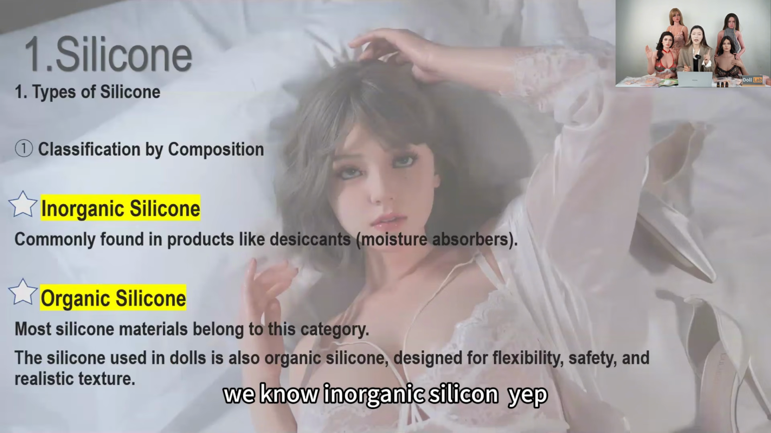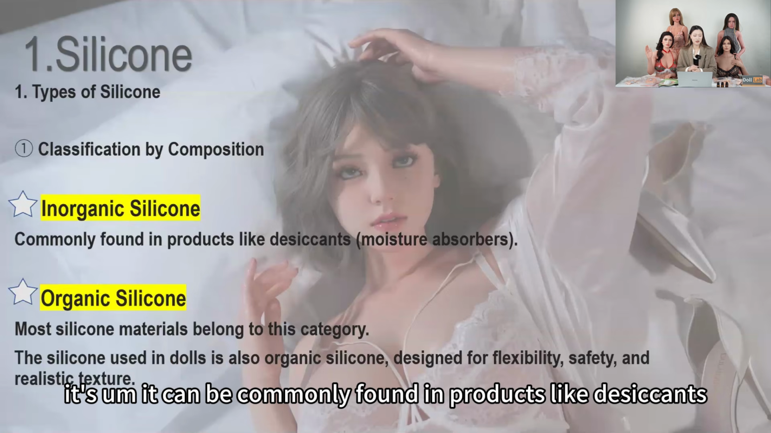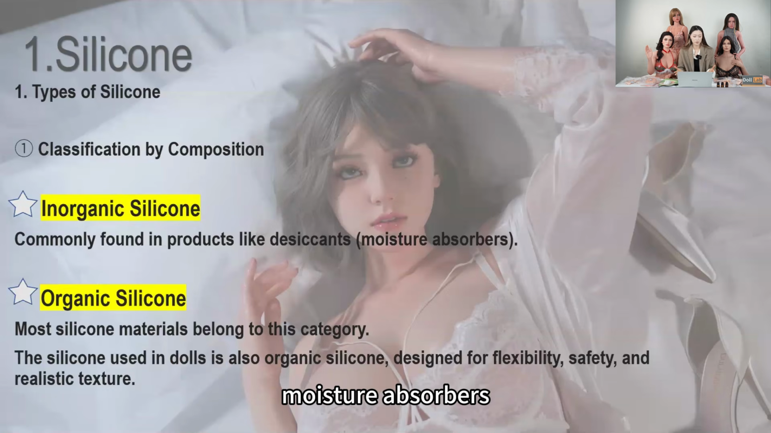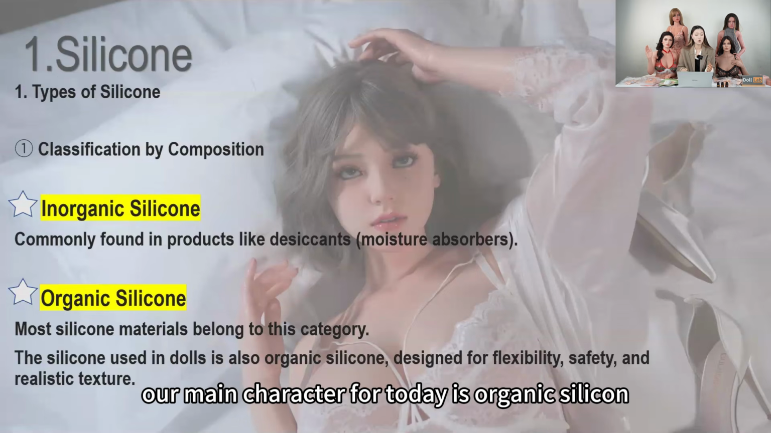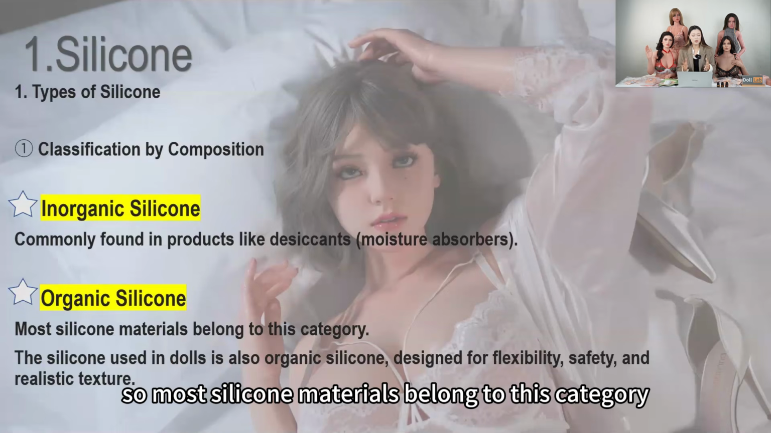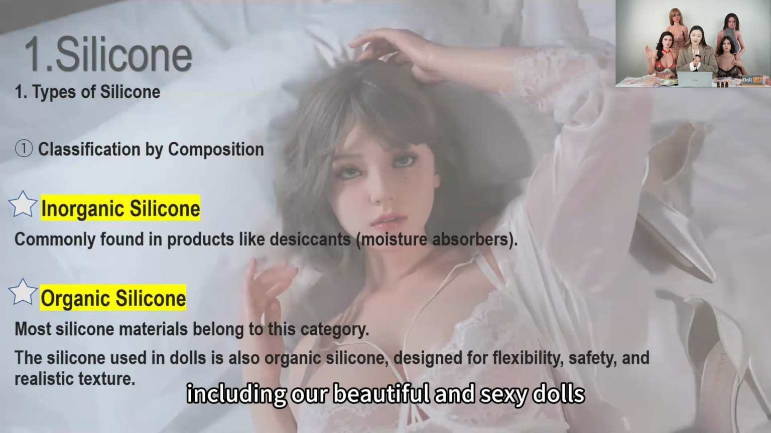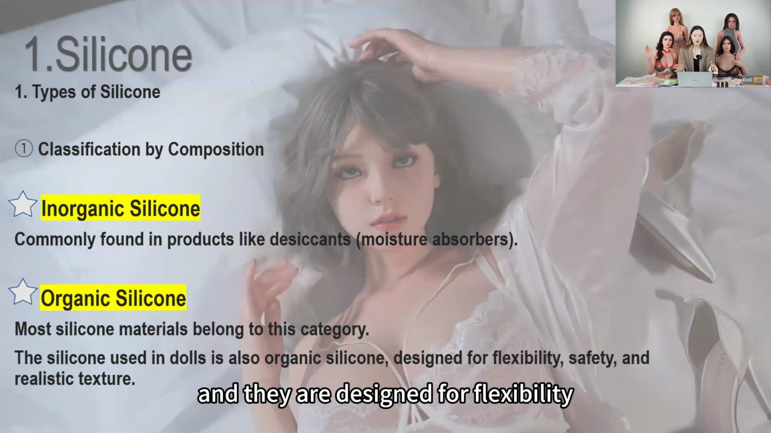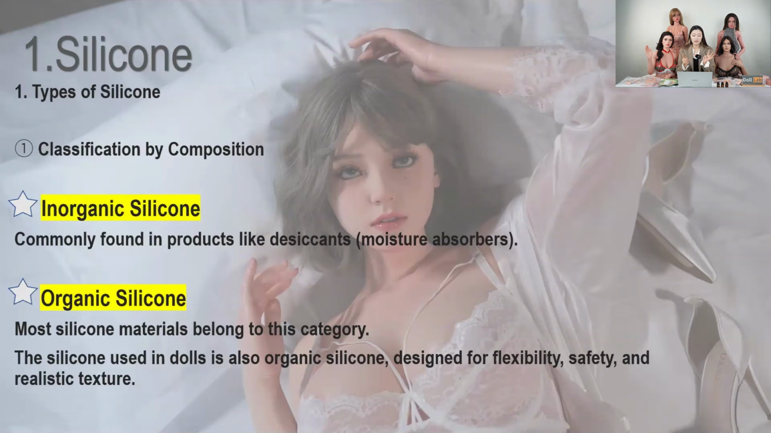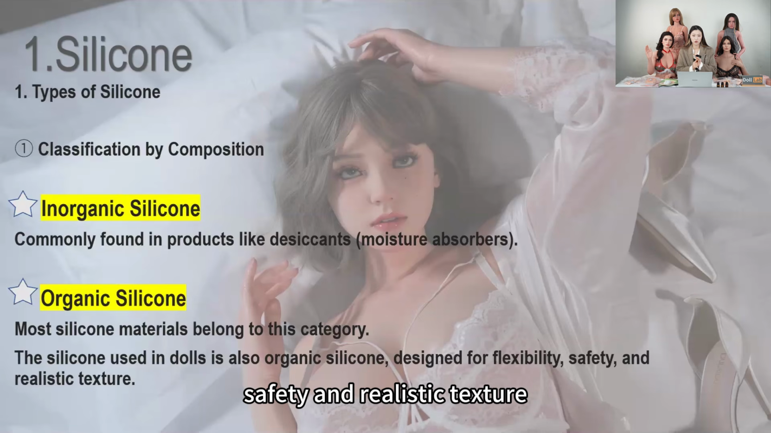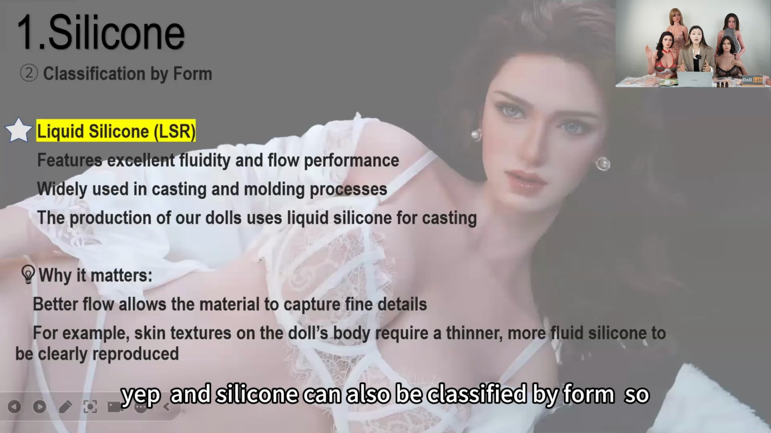We know inorganic silicone can be commonly found in products like desiccants and moisture absorbers, but our main character for today is organic silicone. Most silicone materials belong to this category, including our beautiful and sexy dolls. They are designed for flexibility, safety, and realistic texture. And silicone can also be classified by form.